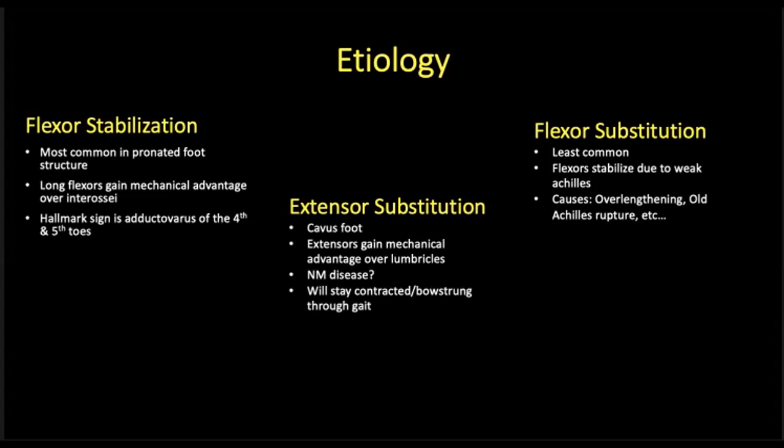Next is extensor substitution, more commonly seen with claw toes or the cavus foot. The extensors will gain a mechanical advantage over the lumbricals. Oftentimes during a gait exam, you'll see contracted or bowstrung extensors all the way through the gait cycle. And then there might be a level of neuromuscular disease as well, and so it's our job to see this.